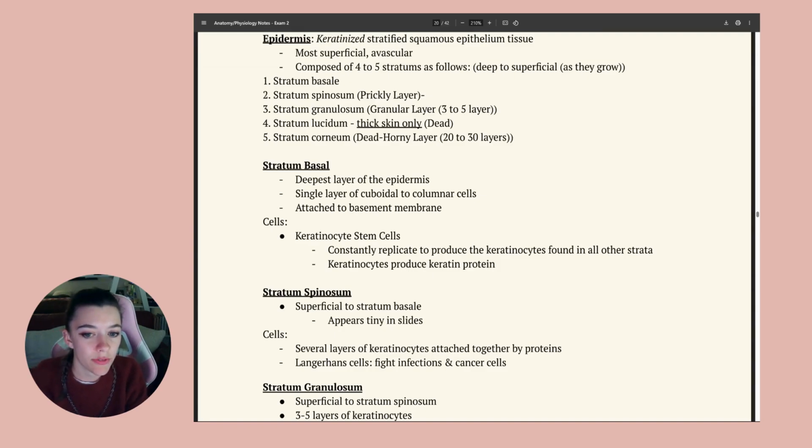I feel like a good mnemonic for this is: cute ladies get special blankets. Corneum, lucidum, granulosum, spinosum, basale.